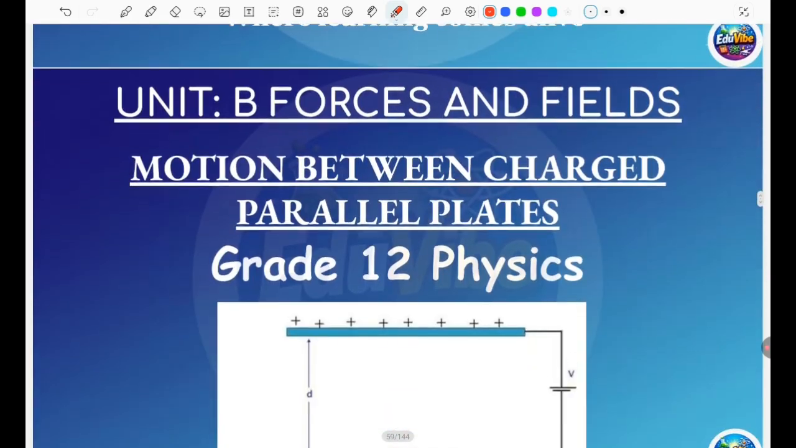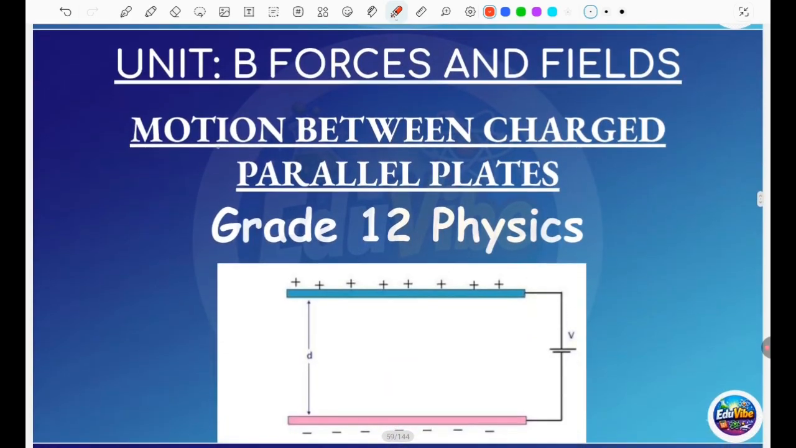Today we will start with another topic of forces and fields, which is the motion between the charged parallel plates. We introduced the parallel plates in the previous lesson. We did one question related to this and how the parallel plates work, and now we are learning more about how motion between the charged parallel plates works.